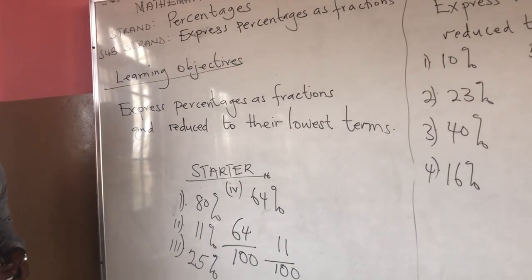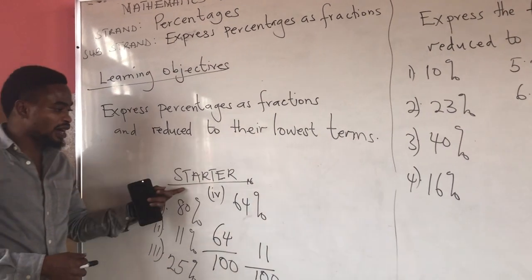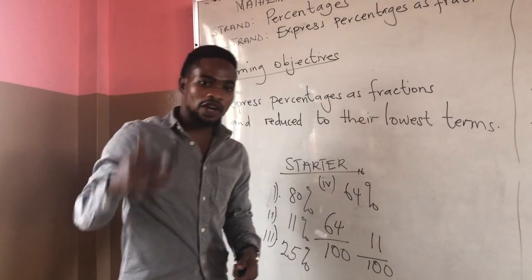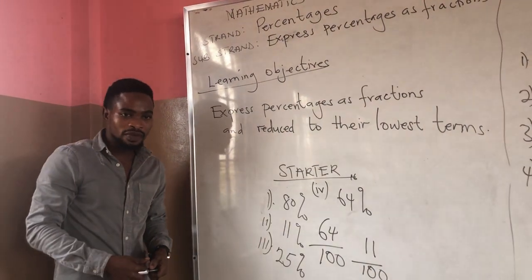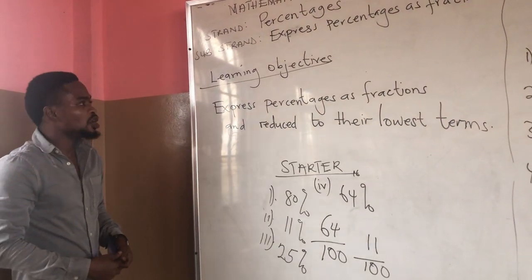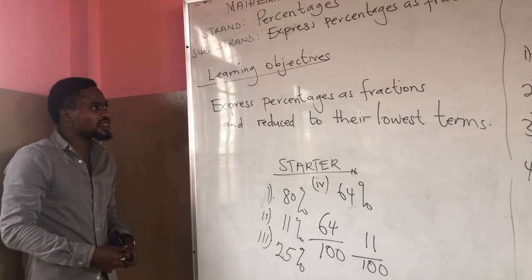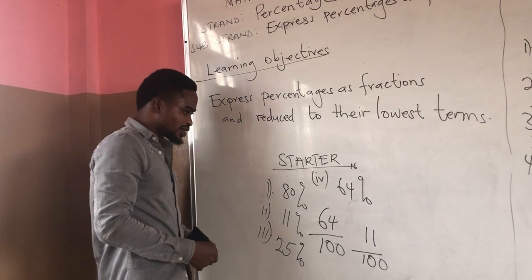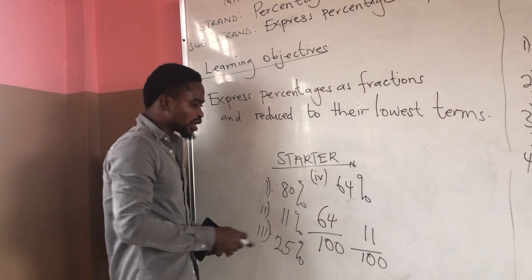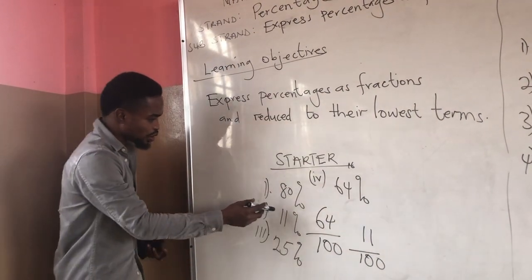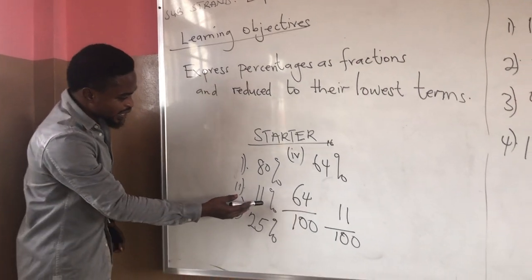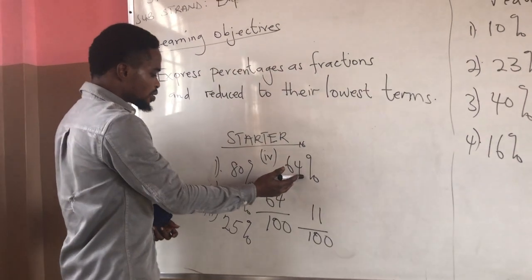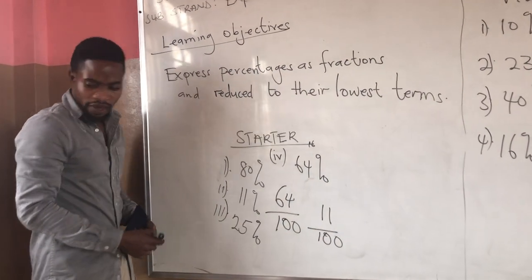So now let us look at our starter. In our previous lesson, we learned about fractions. Today we have been asked to express a percentage as a fraction. How do we do that? The numbers here are percentages: 80%, 11%, 25%, and 64%.